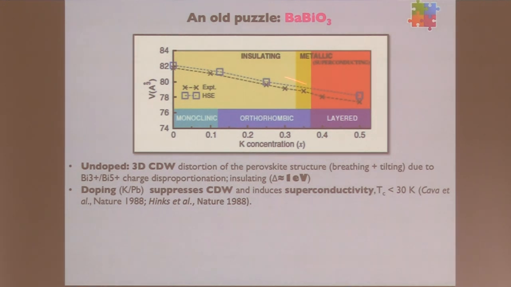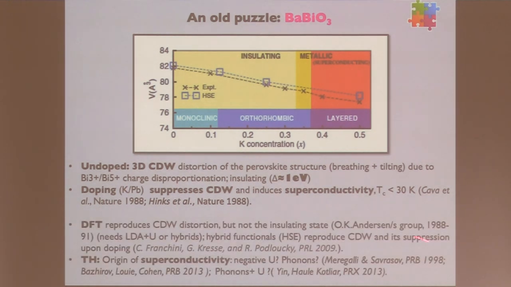And then what happens is that when you dope this insulator, you have a phase transition, and at some critical doping you suppress this insulating state, you enter into a metallic state, and this metallic state is superconducting with a TC up to 30 Kelvin. And simply to describe this phase diagram, it took almost 20 years. The first DFT calculations were done in Ole's group, I think at the end of the 80s. What they showed is that this insulating state is provoked by a tilting, a breathing of the octahedra. So LDA captures this so-called CDW distortion, but the ground state is still metallic.